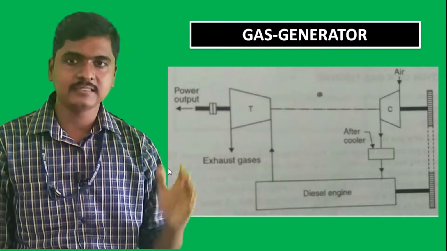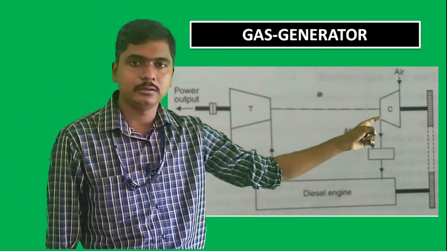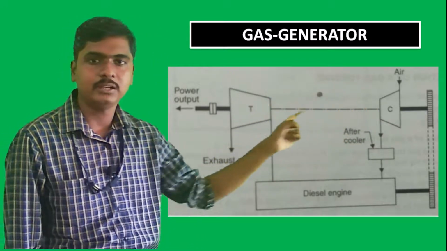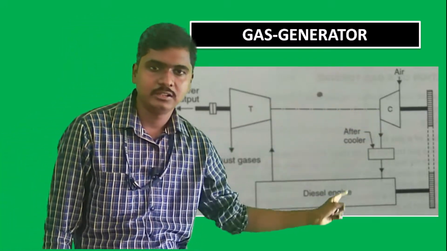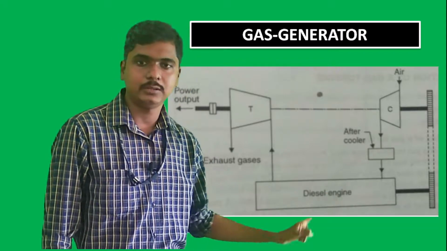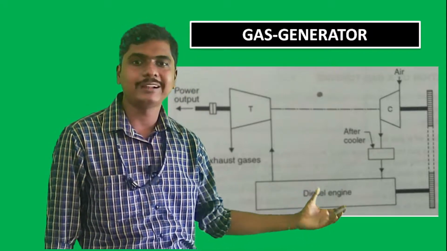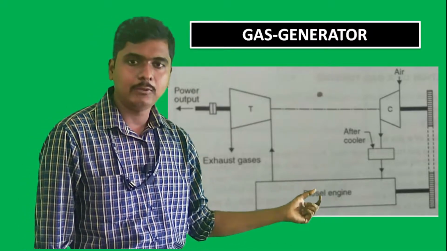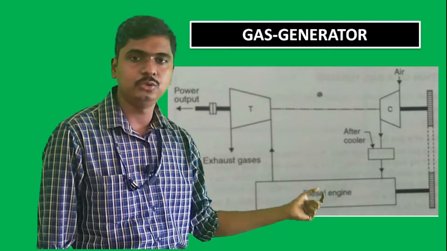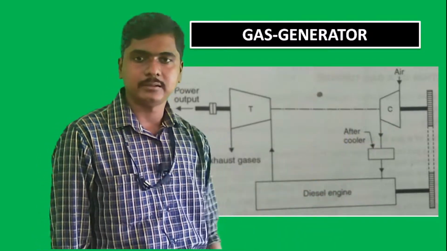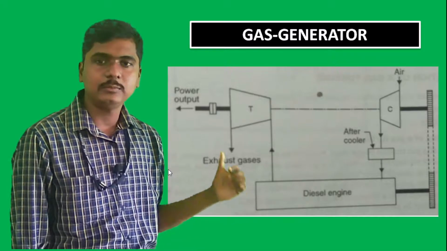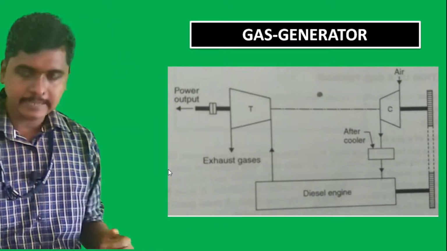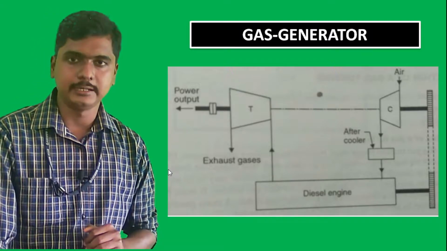The only difference is, in the gas generator, the compressor is not connected with the turbine, but with the diesel engine itself. Part of the mechanical work output of the diesel engine is used to drive the compressor, and the remaining part we get as mechanical work output. That is the difference between turbocharging and the gas generator.